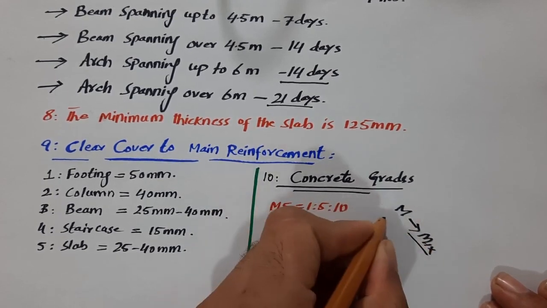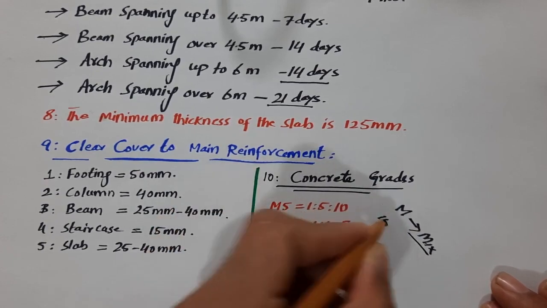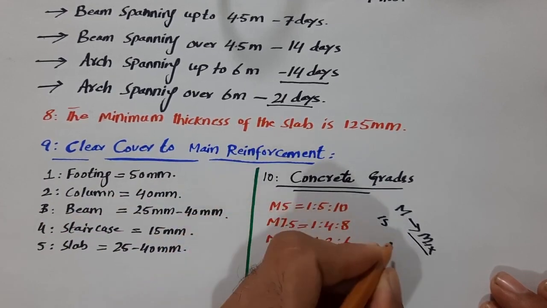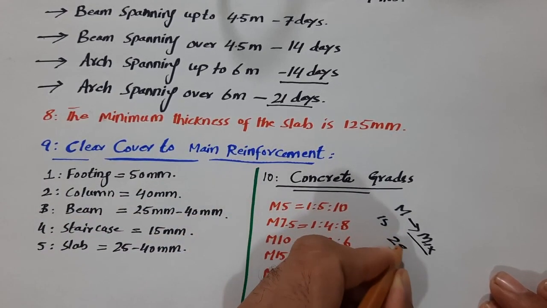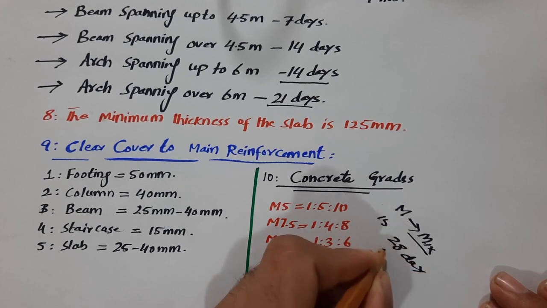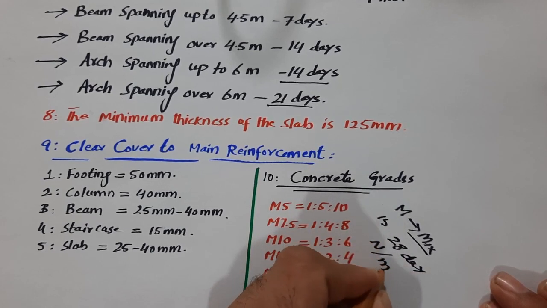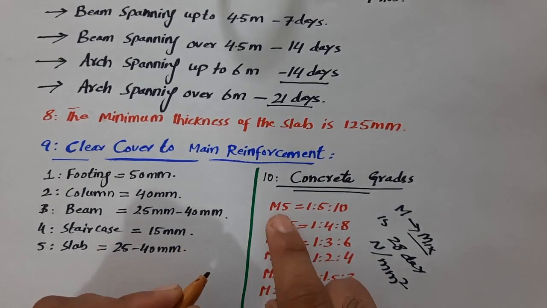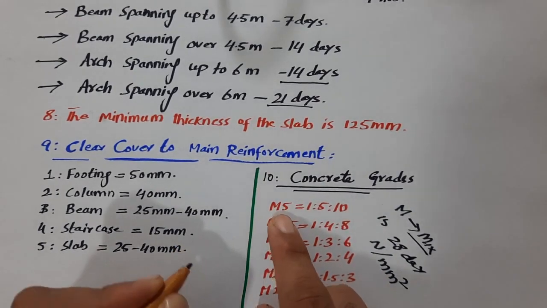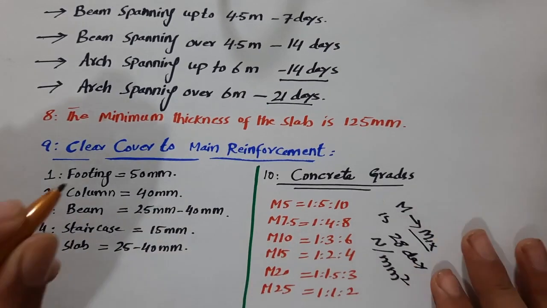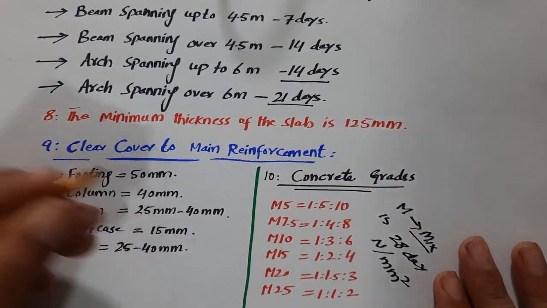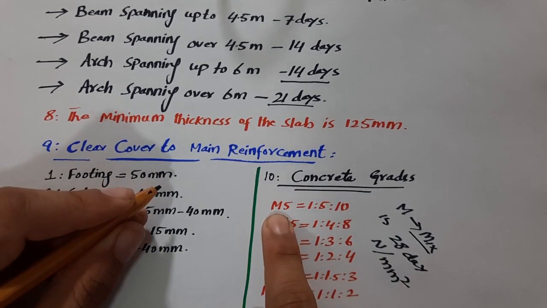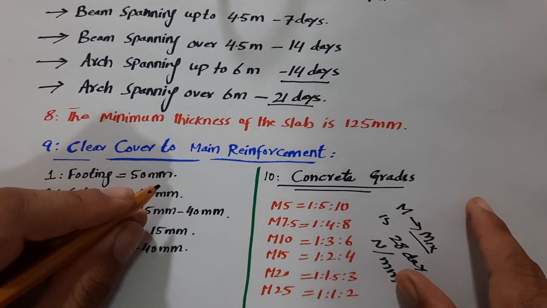Mix. And 5, or any number, is the characteristic strength of concrete after 28 days, in Newton per mm square. Remember, guys, this is very important to know. It means if you want to use M5 grade concrete, the strength of the concrete is 5 Newton per mm square. After 28 days, you can achieve this strength.